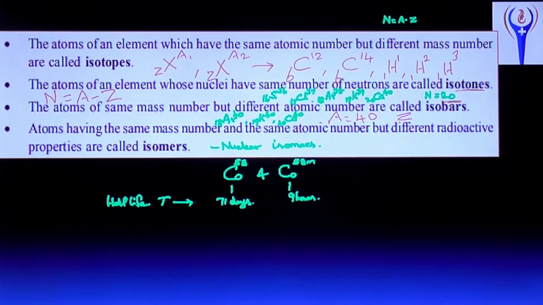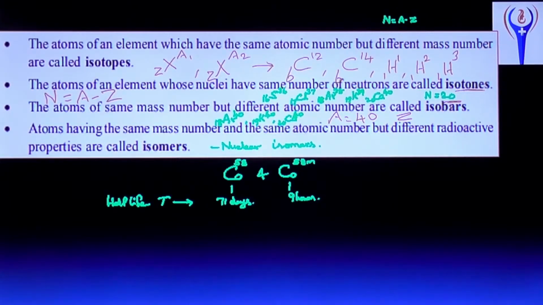Apart from that, isomers are there. Atoms having the same mass number, same atomic number but different radioactive properties. In chemistry also you studied isomers, that is different structural properties. In nuclear physics, different radioactive properties are called isomers, or nuclear isomers. Atoms having the same mass number, same atomic number but different radioactive properties are called isomers or nuclear isomers. We mention nuclear isomers so we should not confuse it with the chemistry isomer.